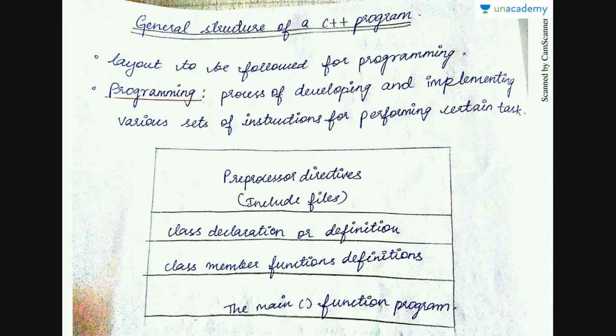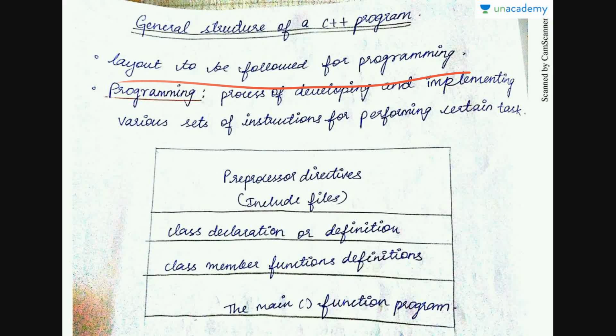Today let us see the general structure of a C++ program. In a program, there is some structure which has to be followed, that is the layout, like what should come first and what should come next. We can't randomly have things just written like that. So structure is nothing but a layout, like what should come in the first part of the program, what should be followed by that, and later what. So today let us see the layout to be followed for programming.